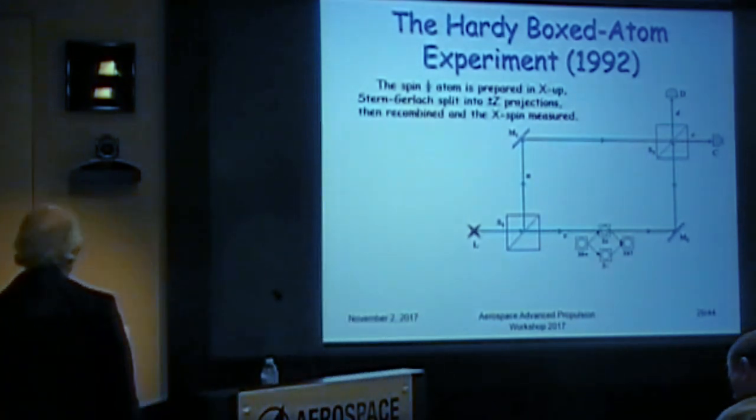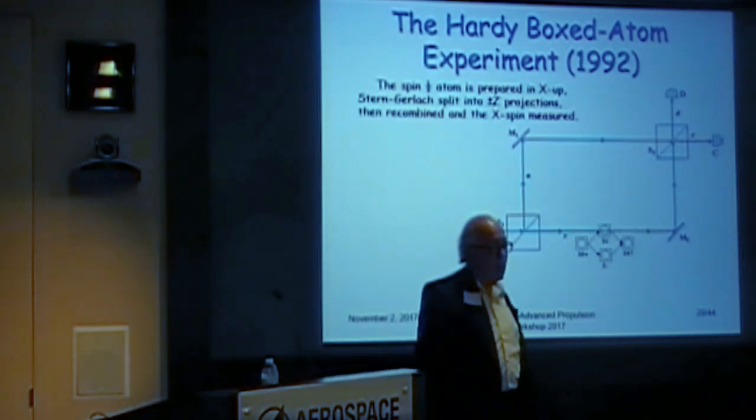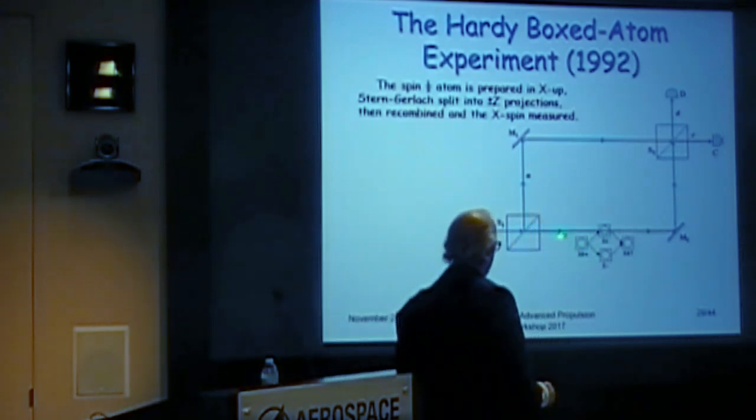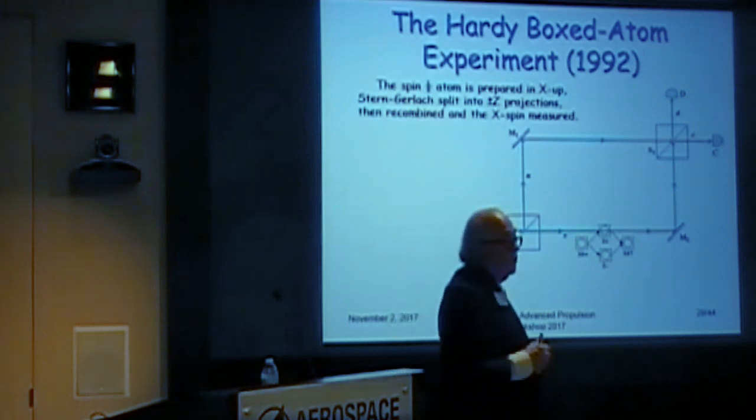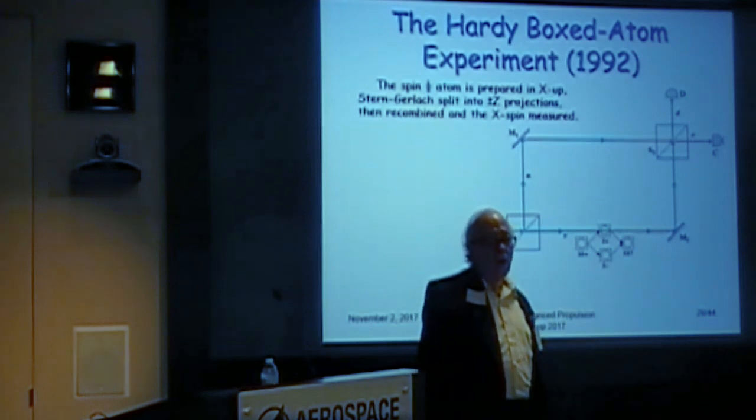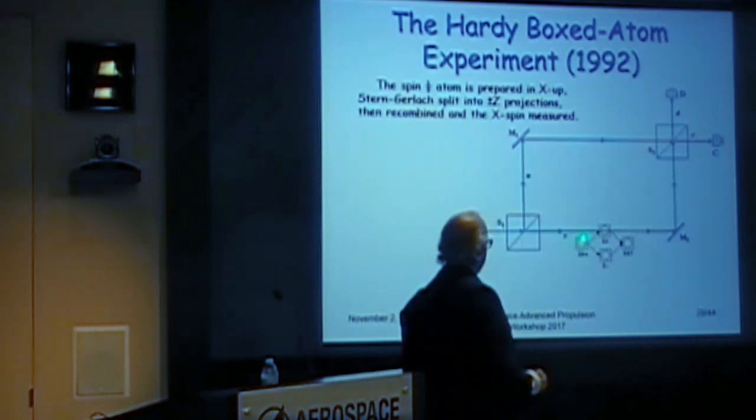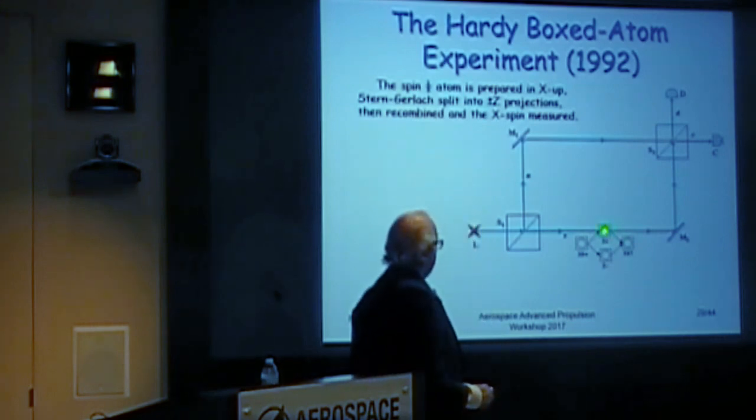Okay, this is a variation of the same experiment in which instead of putting a bomb there, we play some games with atoms. You can take an atom in a certain spin state and run it through a Stern-Gerlach magnet, which splits it into its up and down spin components. So what we've done is to take the atom and put it in the up direction along the x-axis, and then Stern-Gerlach analyze it along the z-axis so that the up spin intercepts the beam path here and the down spin doesn't. And then we look over here.